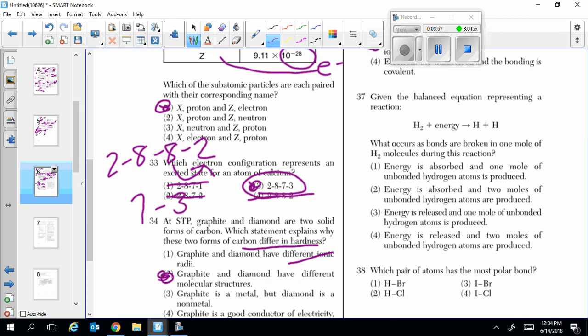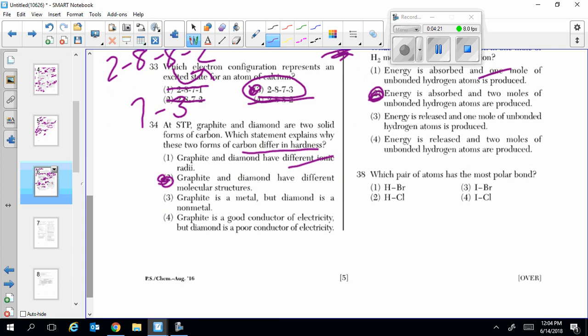Given this equation, what occurs as bonds are broken? The choices are broken, absorbed, released, formed. So here I am breaking, so I need to absorb energy. It's making 2 H's, so that's 2 moles. So energy is absorbed and 2 moles of unbonded hydrogen are formed.